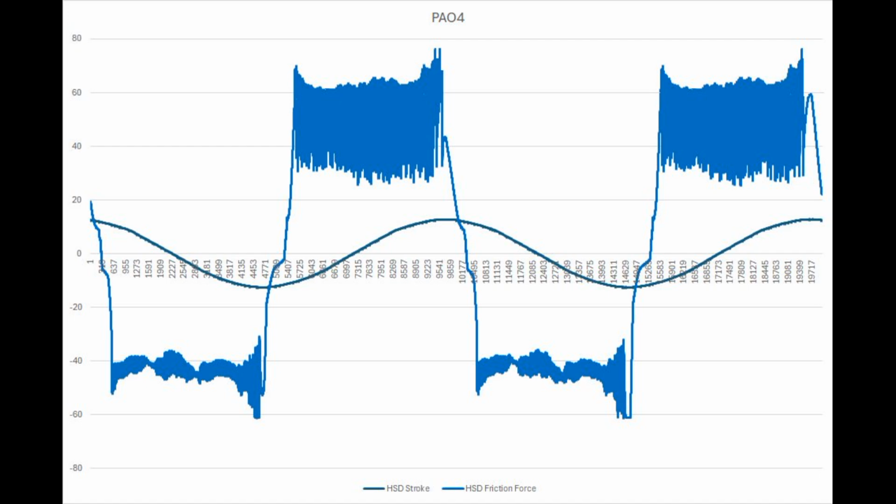When it comes to the high-speed friction traces, it's clear that with PAO4 on its own, the stick slip behaviour in one direction is more severe than in the other. This, of course, reflects the difference in noise we heard depending on stroke direction during the experiment.